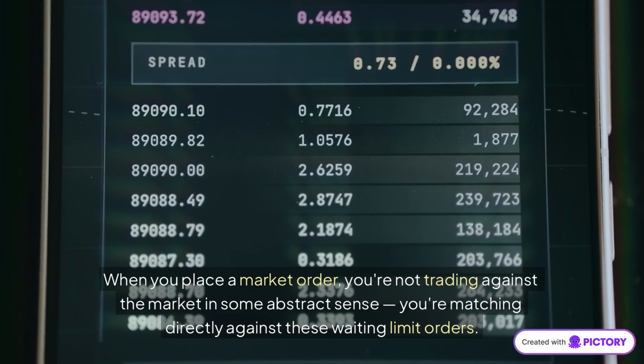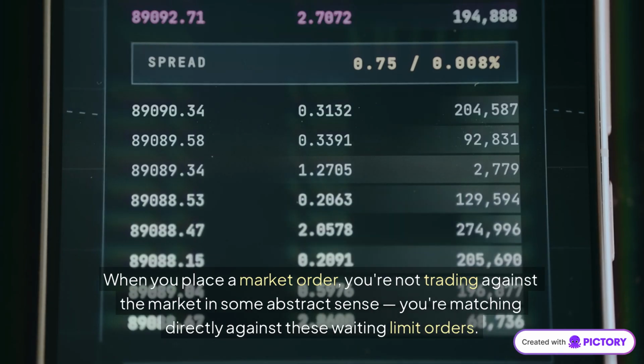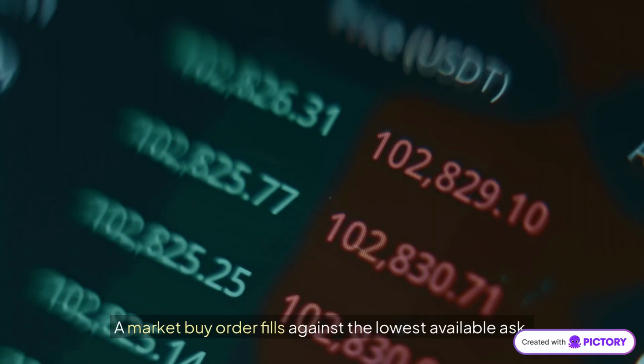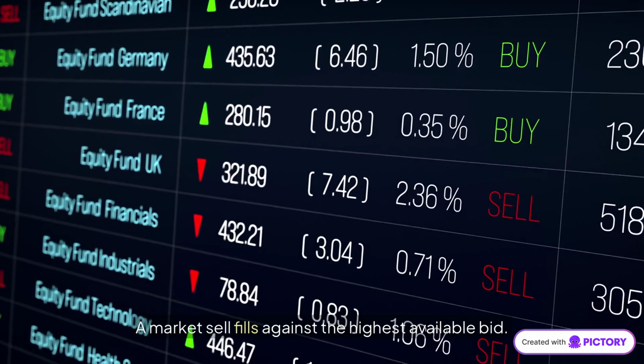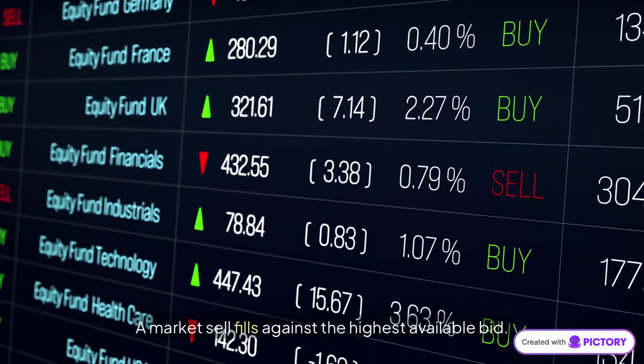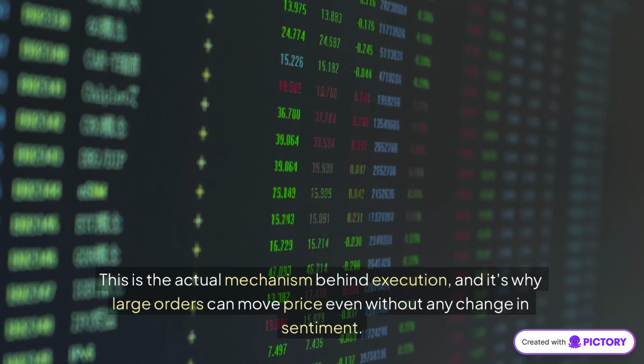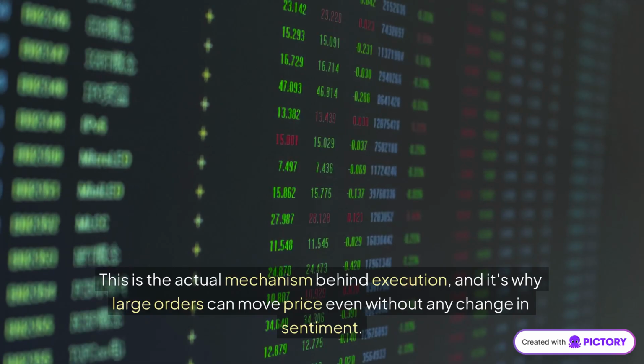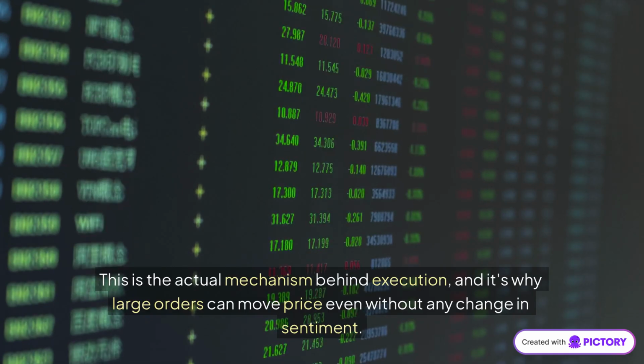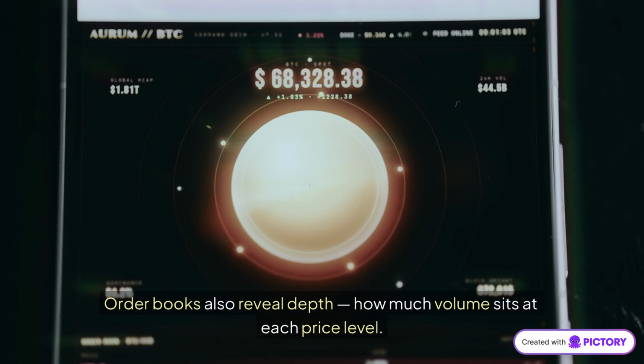When you place a market order, you're not trading against the market in some abstract sense. You're matching directly against these waiting limit orders. A market buy order fills against the lowest available ask. A market sell fills against the highest available bid. This is the actual mechanism behind execution, and it's why large orders can move price even without any change in sentiment.